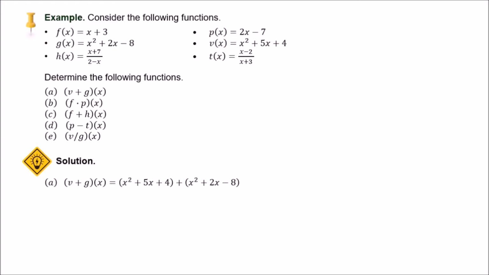Since both of these two functions are preceded by a positive sign, we simply drop the parentheses. Then combine like terms. x squared plus x squared is 2x squared, 5x plus 2x is 7x, and 4 minus 8 is negative 4.